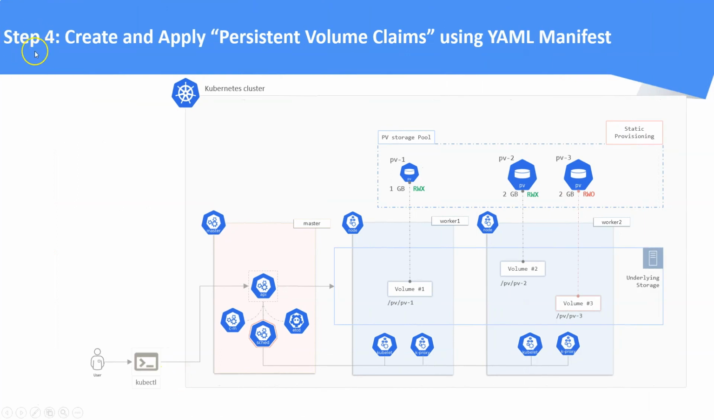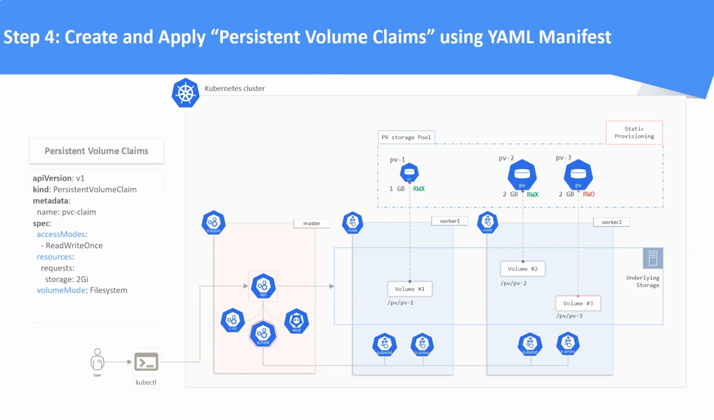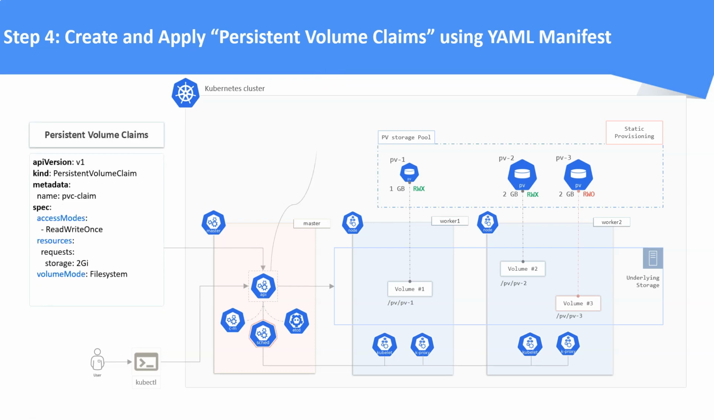Step number 4, create and apply persistent volume claims using YAML Manifest. Similar to the PV definition, create the PVC definition as well. But in the PVC definition, we need to specify the resource request.